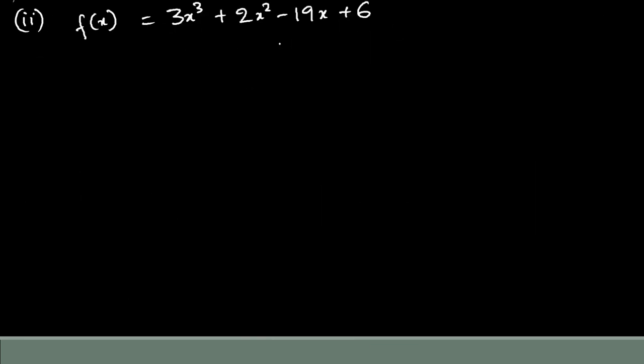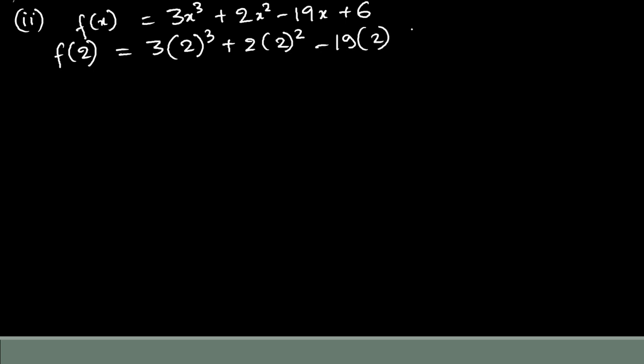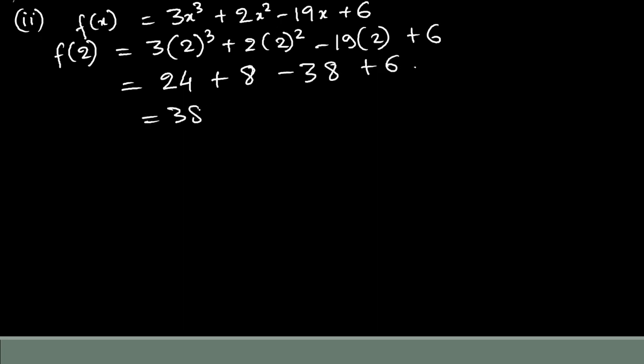So similarly, in this case, if you put f of 2, you will get 3 times 2 cube plus 2 times 2 square minus 19 times 2 plus 6. This gives us 8 times 3 is 24 plus 8 minus 38 plus 6. So this is 38 minus 38, you get 0.